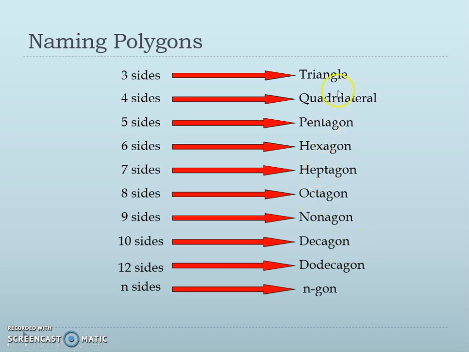So right here, the gon means angle. Okay? So you need to know the names for these. But anything after 12, we just put the number and put dash gon. So like 11-gon, 13-gon, 20-gon. We don't have names for them after 12.